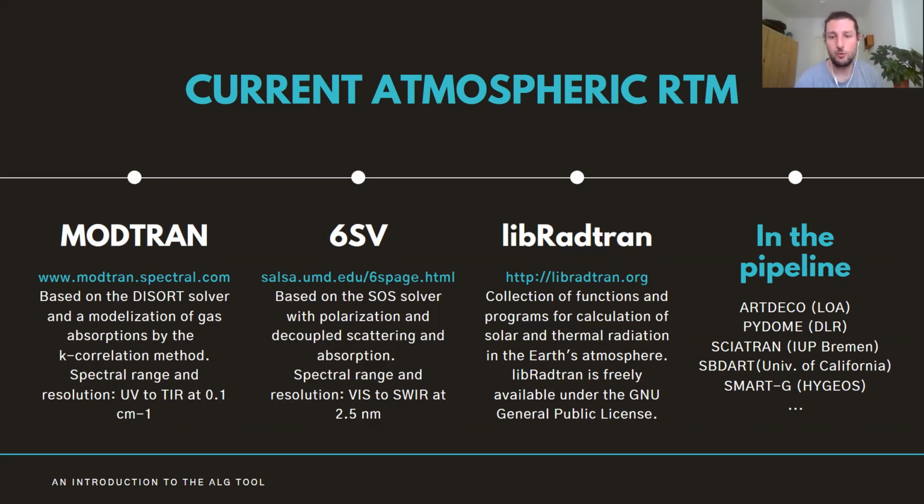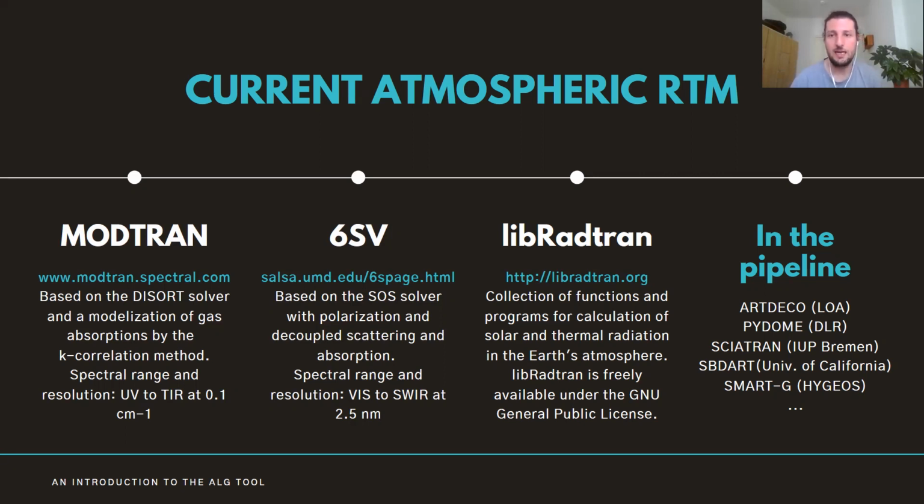Then we have another one implemented, which is libRadtran. libRadtran was developed at the University of Munich, and it's in a way similar to MODTRAN. That means a collection of different functions and programs for the calculation of radiation in the atmosphere in different domains, again from ultraviolet to thermal infrared. One of the benefits of libRadtran, as well as 6S, is that it's free to use. You don't have to pay, unlike MODTRAN, which is commercial software.